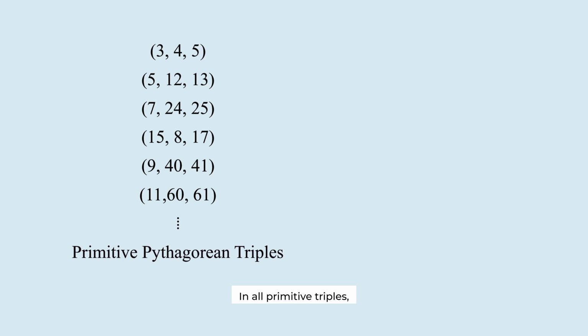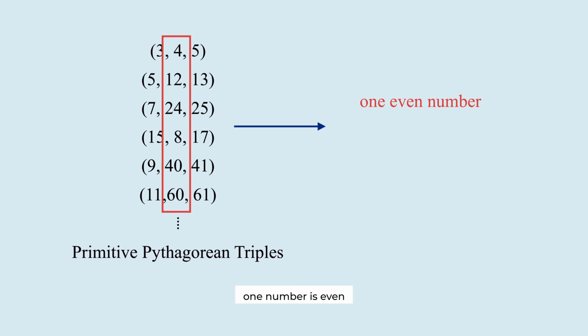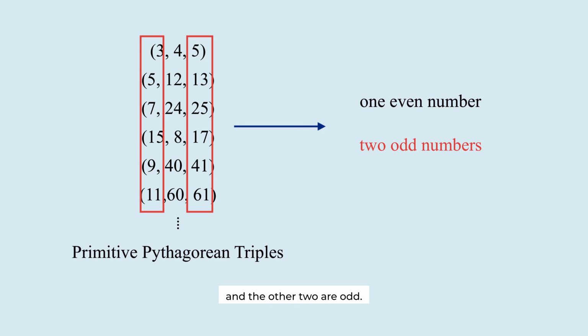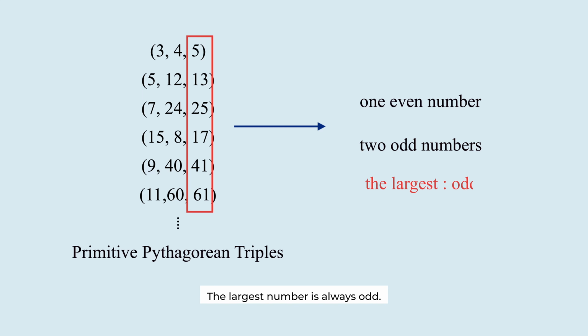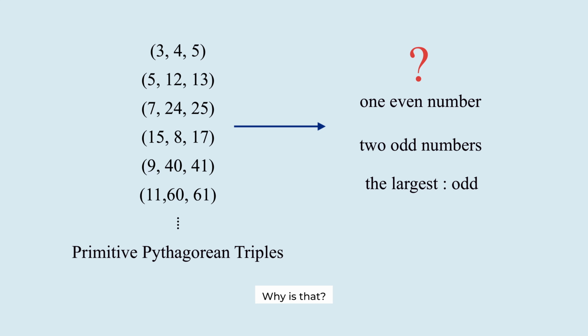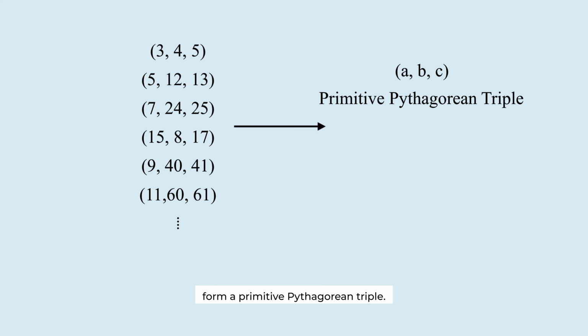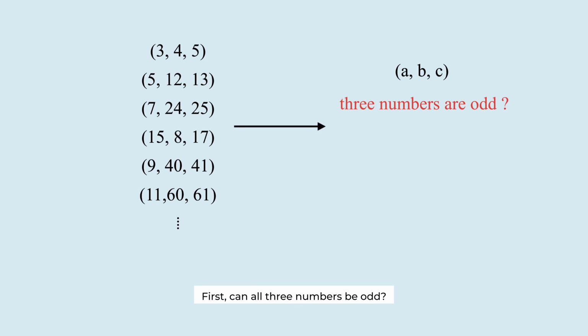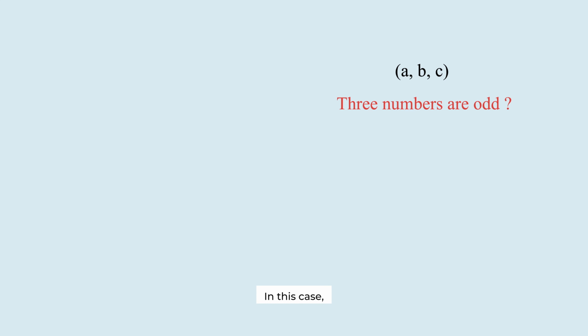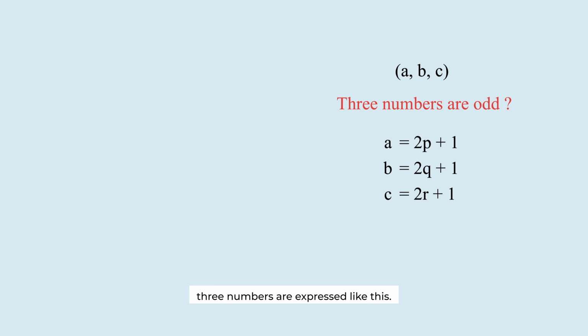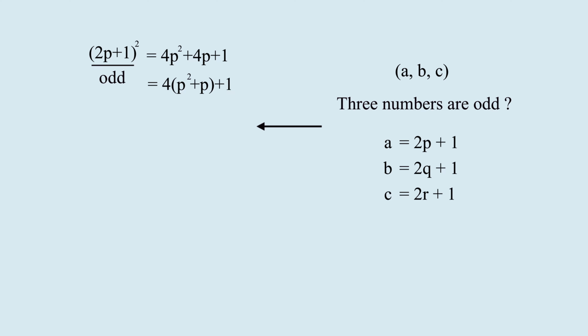In all primitive triples, one number is even and the other two are odd. The largest number is always odd. Why is that? Assume A, B, and C form a primitive Pythagorean triple. First, can all three numbers be odd? No. In this case, three numbers are expressed like this. The square of any odd number is also odd.